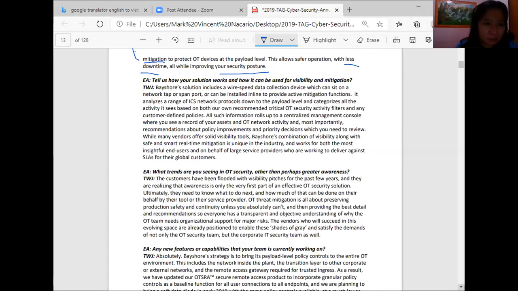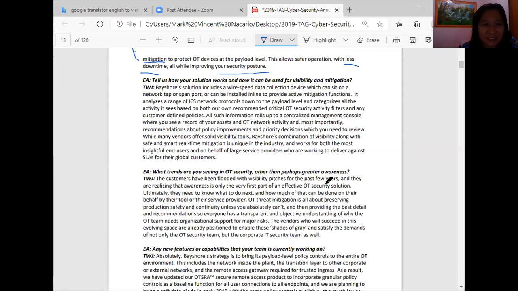Okay, let's go to the next one. It's very difficult. Tell us how your solution works. If someone asks you like that, what will be your answer? Tell us how your solution works and how it can be used for visibility and mitigation. It's very difficult to explain to people how the solution works and how it can be used for visibility and mitigation.